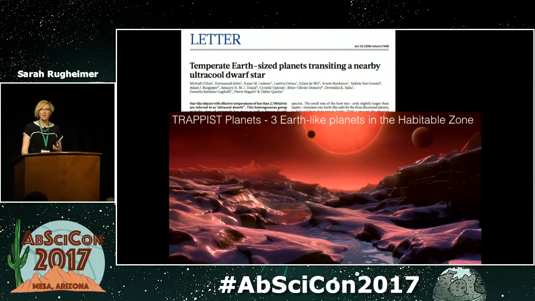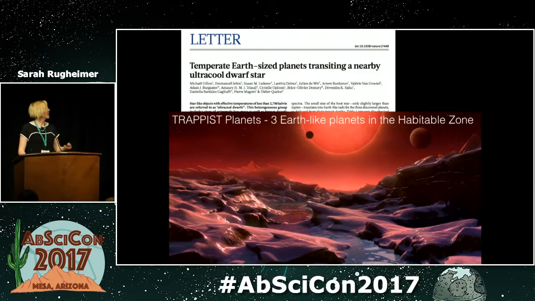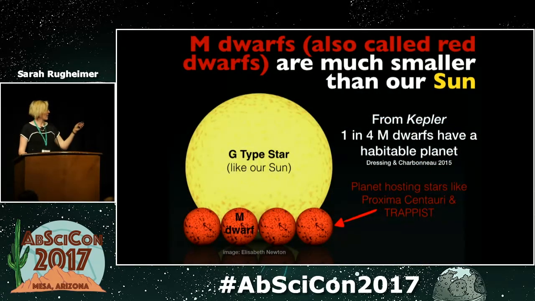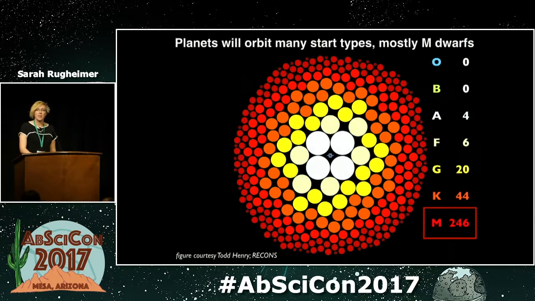There's just been so many amazing discoveries recently, and so when we think about this, we're really talking a lot about these M dwarfs, and M dwarfs are much smaller than the sun, and you can see this relative size depiction here. And from Kepler, we've learned that 1 in 4 M dwarfs likely have a habitable planet, and so we need to consider that these planets that we're going to be finding are going to be around stars that are very different from our sun. And so here's just an image of all the nearby known stars in our stellar neighborhood, and you can see that 75% of them are M dwarfs, and relatively few are G dwarfs like our sun.